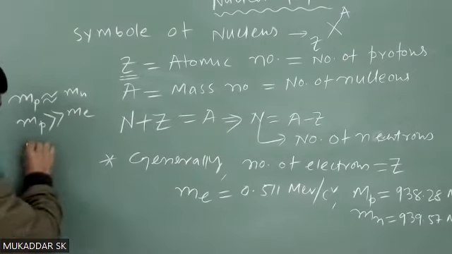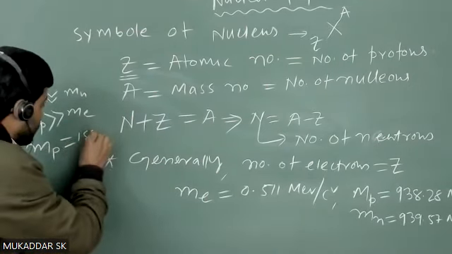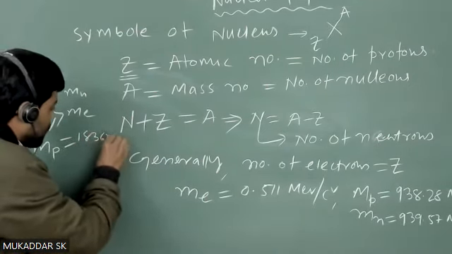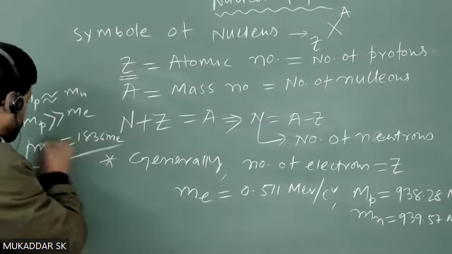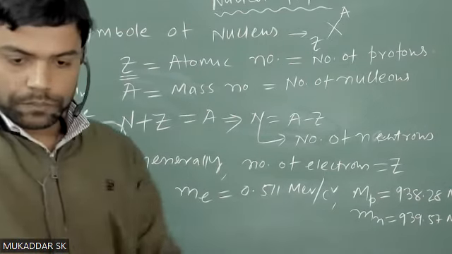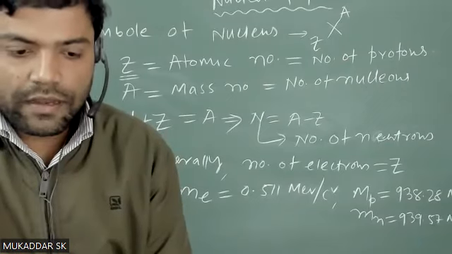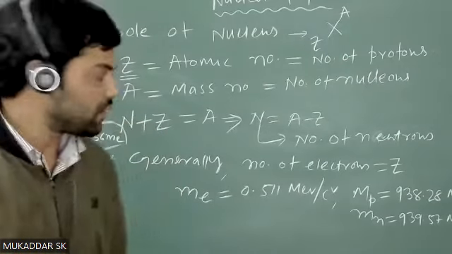So in terms of a relation, how much is the mass of a proton? It is about 1836 times the mass of an electron. You know this, right? The mass of a proton is about 1836 times the mass of an electron. So this is just an introductory part.